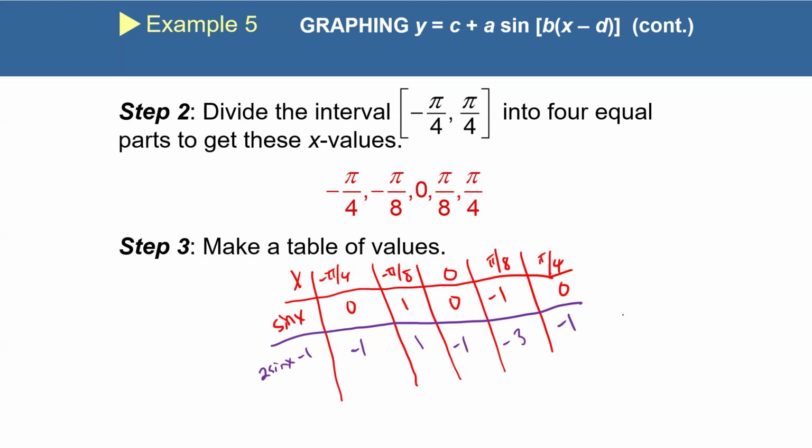Because we now applied our amplitude and our vertical translation. So this is always going to be your A times whatever our original y was, plus our C, whatever our C is, okay? And that's how I end up with my new points. So negative pi over 4 is at -1. Negative pi over 8 is at 1. 0 is at -1. Pi over 8 is at -3. Pi over 4 is at -1.